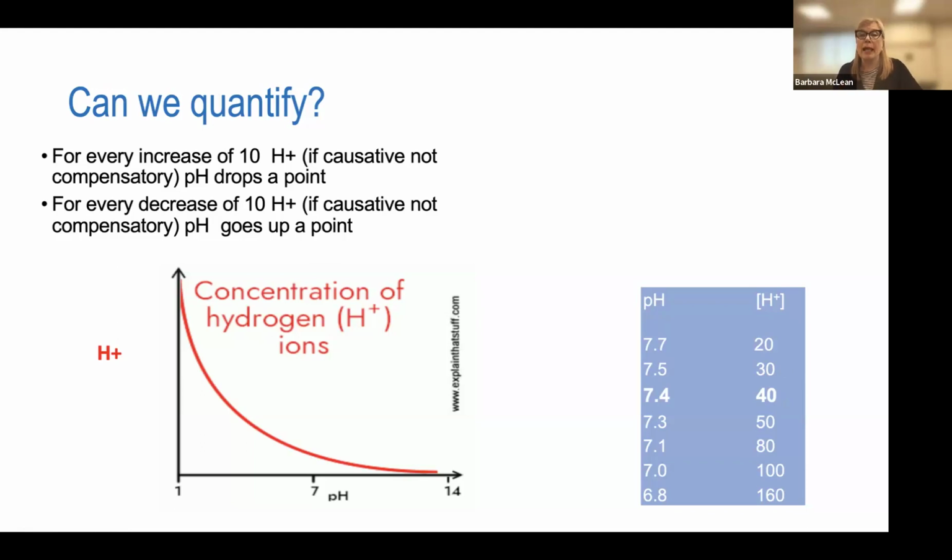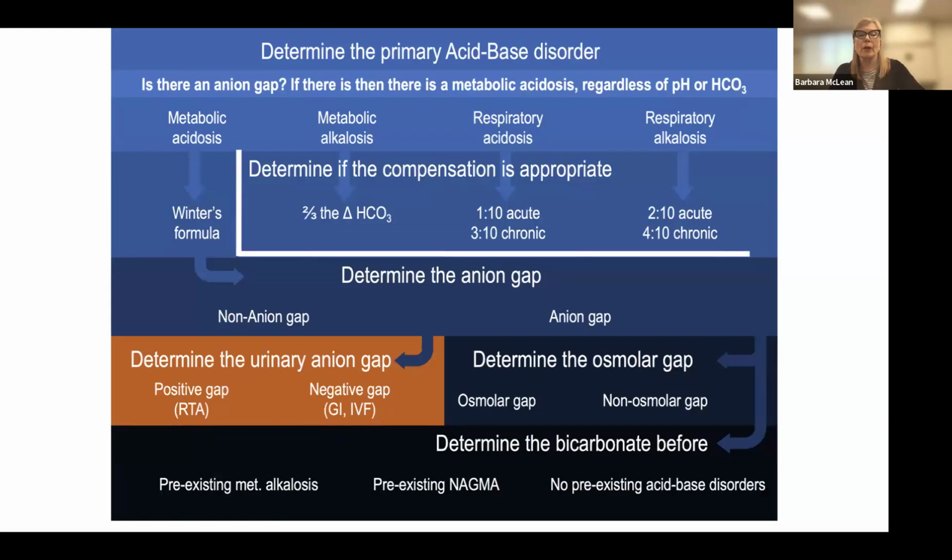And we really look at it as a factor of 10, and only if this is causative. So not if it's a metabolic acidosis compensating for a respiratory alkalosis. You always need to know the primary problem.